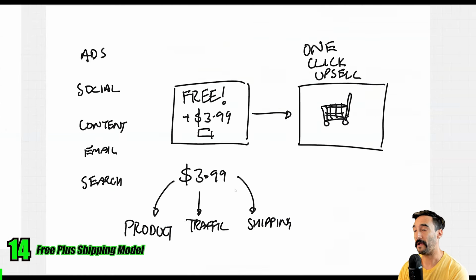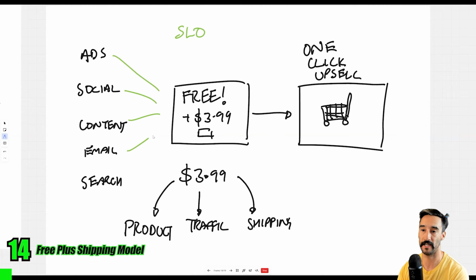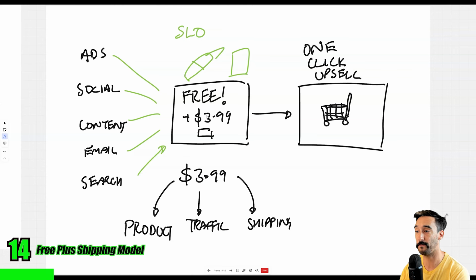Free plus shipping models have been working for ages. They're not that dissimilar to an SLO model. The idea is we use ads, social, content, email, search to basically say to people, hey, we will give you a free pocket knife. That's what this is, by the way. We will give you a free book or something along those lines. You just have to pay for shipping.